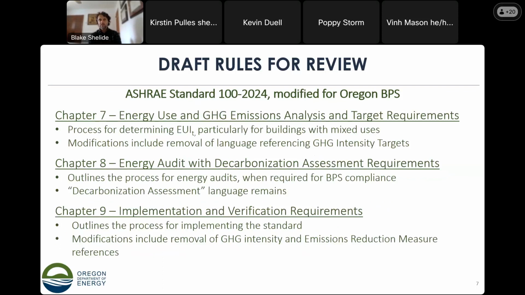Chapter 7 of the standards discusses the energy use and greenhouse gas emissions analysis and target requirements, and the process for determining the EUI target. I think it was mentioned earlier about mixed use buildings, buildings with multiple different types of occupancies within one structure. This chapter provides the weighted average calculation methodology for a building to determine its average if it has multiple uses and multiple targets for different percentages of its floor space. So there's a process for that within the standards. And we have removed any language referencing greenhouse gas intensity targets in the standard too, because our targets are based on site energy use.